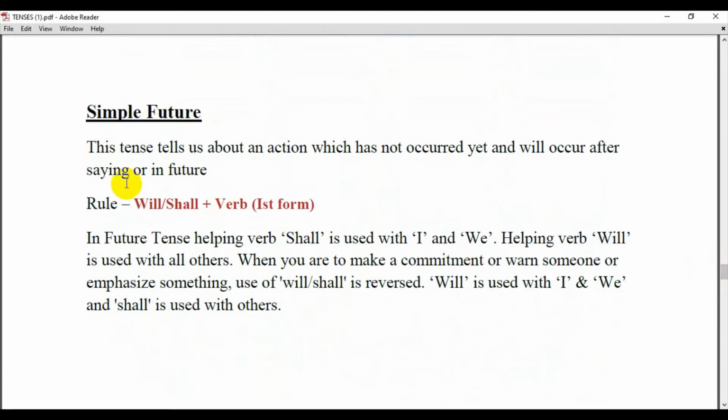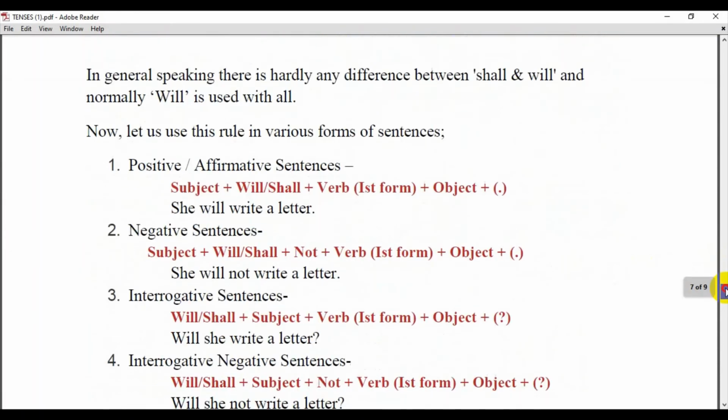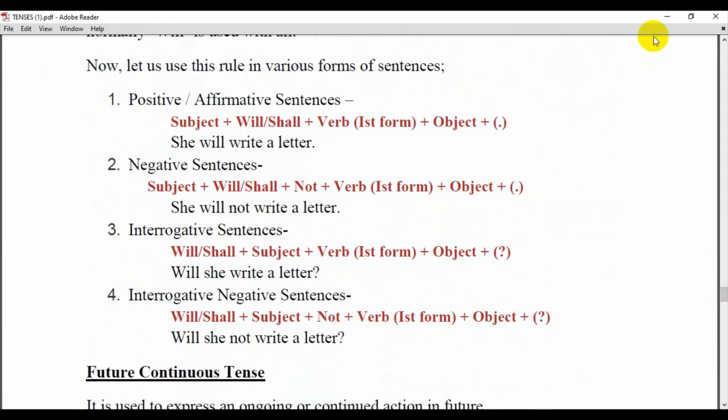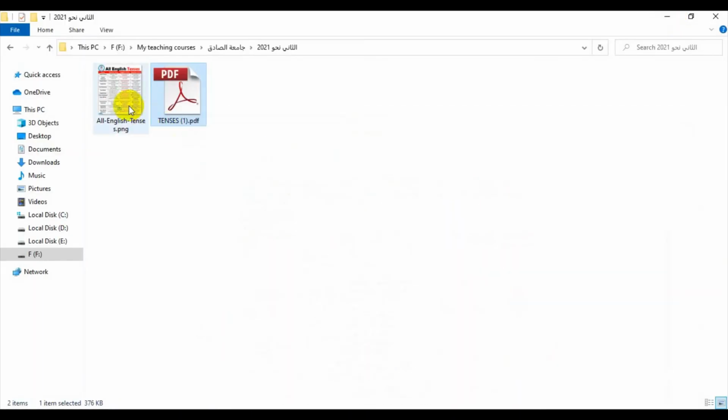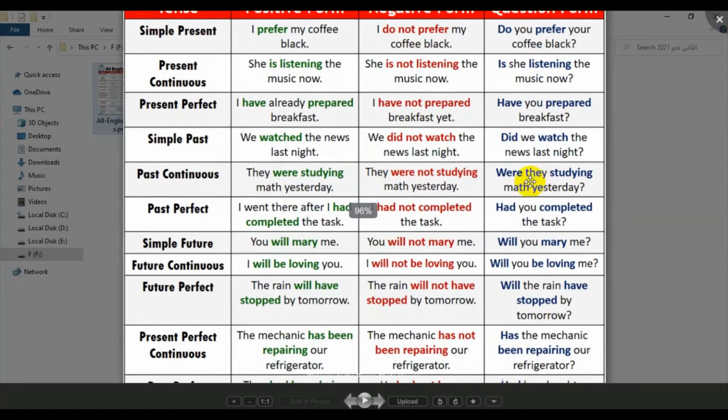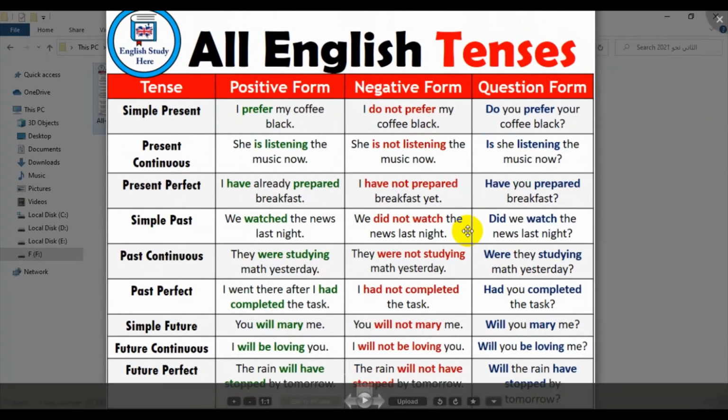The formula or the rule of the simple future: we use will or shall, and mainly we use will, or also going to, or is plus verb with ing, I mean the present continuous for future indications. This, inshallah, I will explain later in the upcoming lectures. So here we have a picture that explains the tenses in general, all English tenses.